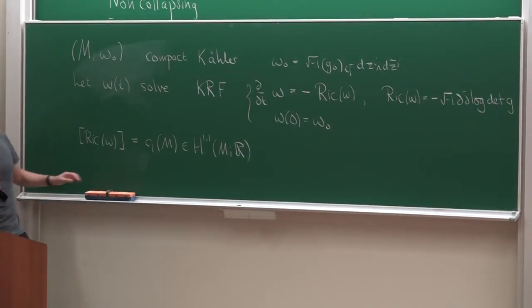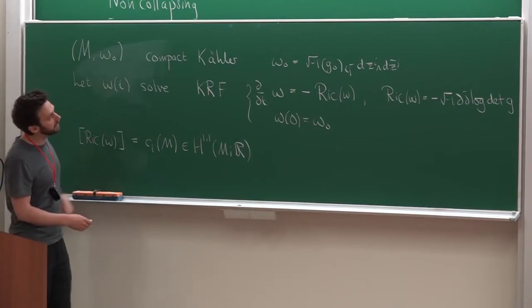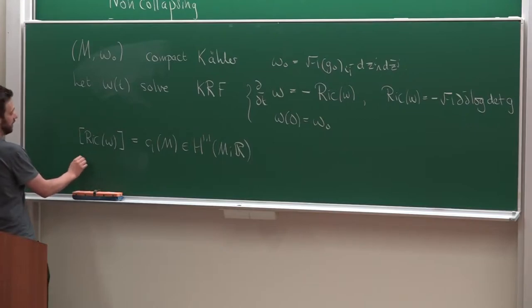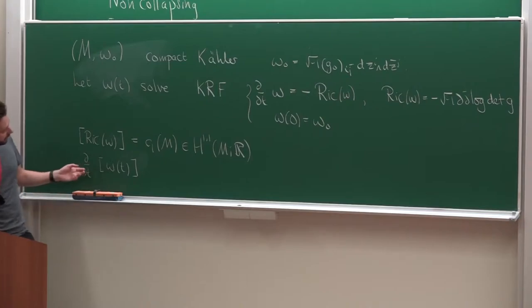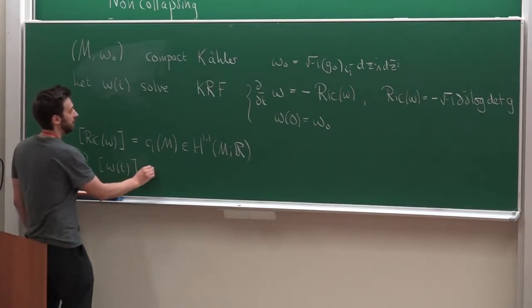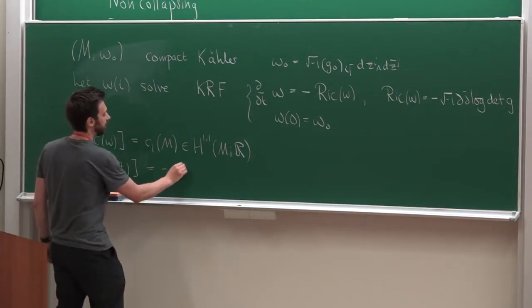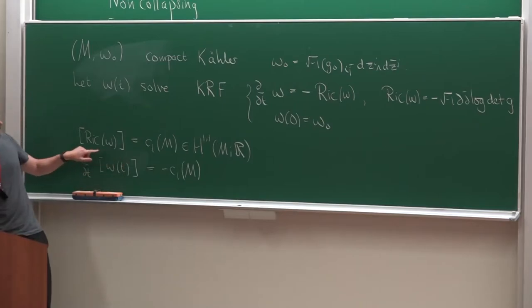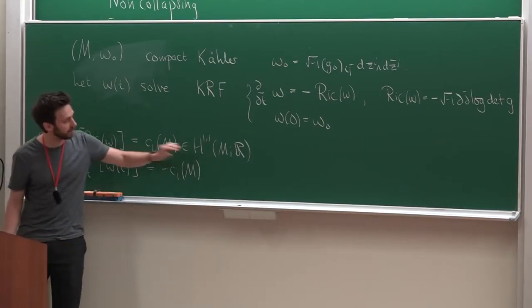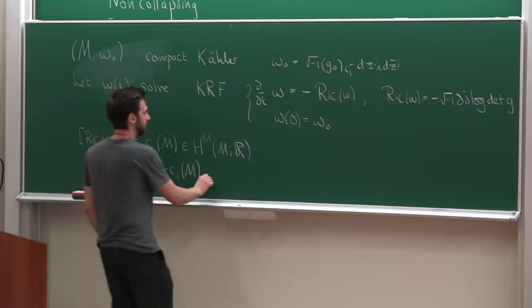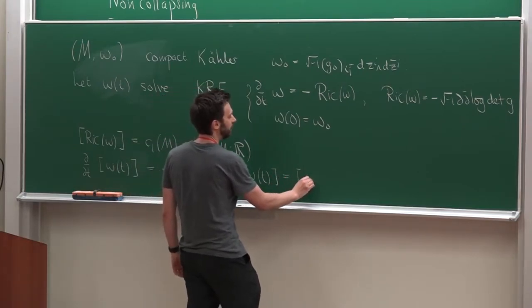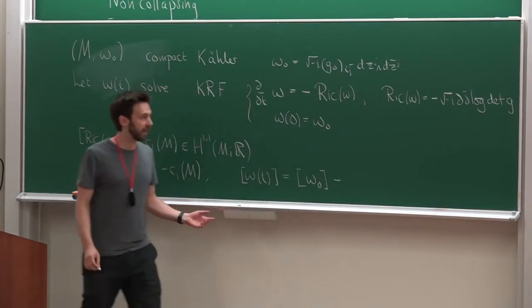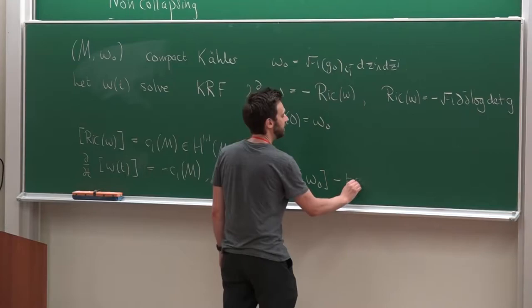And one thing we notice is that given a solution omega t of the Kähler-Ricci flow, if you look at d/dt of the cohomology class of omega t, each omega is a closed (1,1) form, and so this is an element of H^{1,1}. This is simply given by minus c1(M). That means that the path of cohomology classes in H^{1,1}, this finite dimensional vector space, is just a straight line. In other words, the cohomology class of omega t, as long as the flow exists, is simply omega naught, the initial one, minus t c1(M).